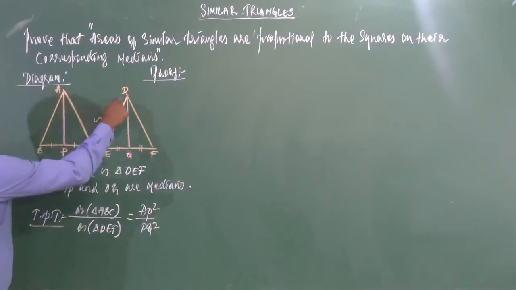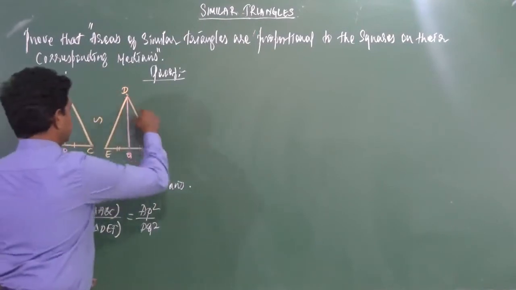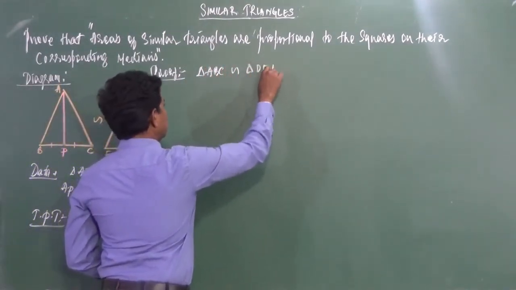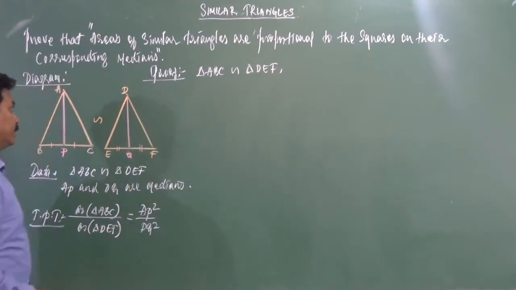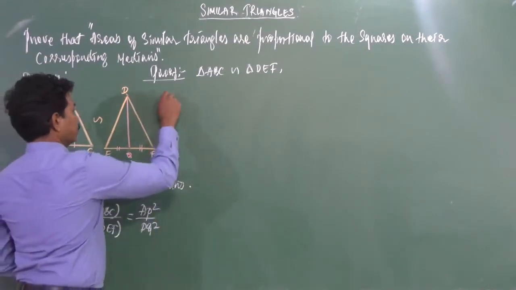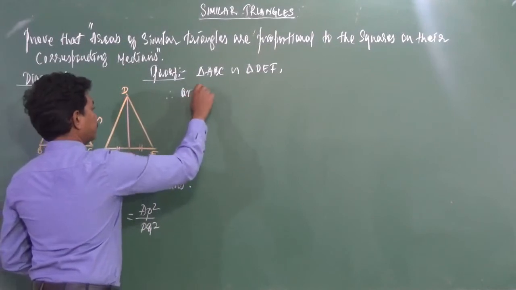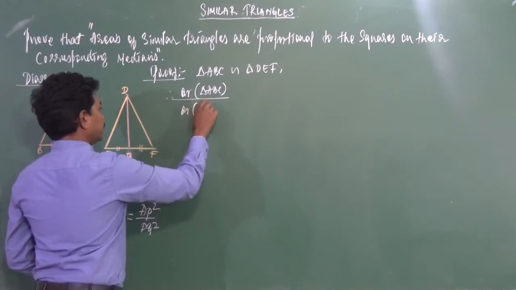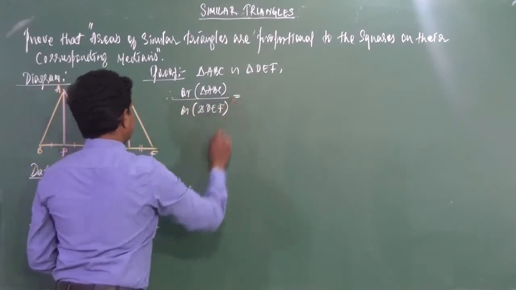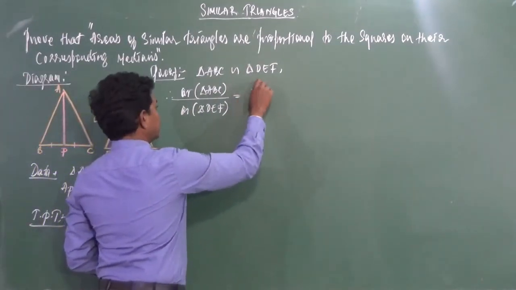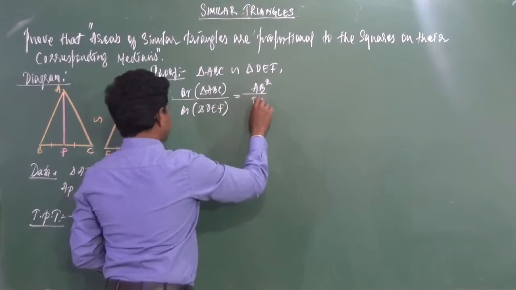So we'll take up the similarity. Triangle ABC is similar to triangle DEF, according to the data. As both the triangles are already similar, we can directly apply the theorem on areas of similar triangles. So therefore, area of triangle ABC by area of triangle DEF will be equal to AB square by DE square. I hope you can write this. AB square by DE square.